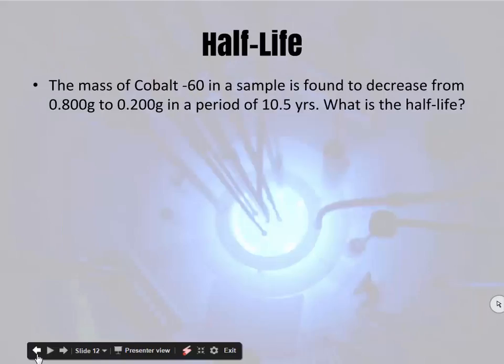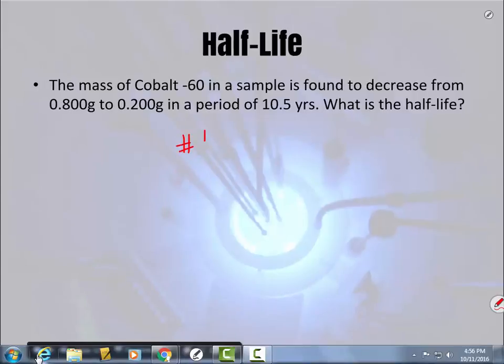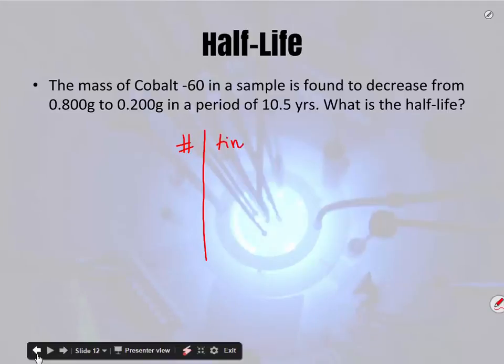Okay, so let's try one more problem together. A mass of cobalt-60 in a sample is found to decrease from 0.8 to 0.2 in a period of 10.5 years. What is the half-life? Now we don't know the time that we're increasing each time. We don't know the half-life. So again, I'm going to build my table: the number of half-lives, my time, and my amount of sample. I'm always going to start with half-life of 0, time of 0, and I start with 0.8. And now I need to get to 0.2.